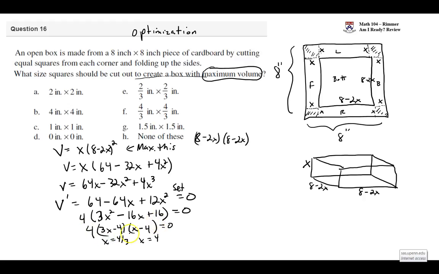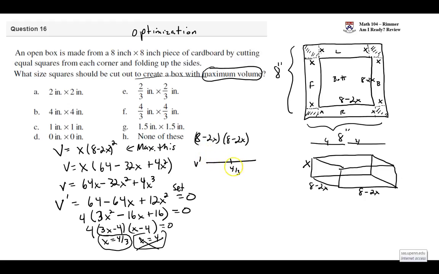So one of these is a bad answer. Imagine if x was 4, you'd cut out 4, and you'd cut out 4, and you wouldn't have a box. So x couldn't be 4. So x is 4/3. Now, that's the value that would make the derivative 0. What we need to show basically is that this local maximum that we'll be getting at 4/3 is actually an absolute maximum. We have to prove that we have a max, and then we have to answer the question.